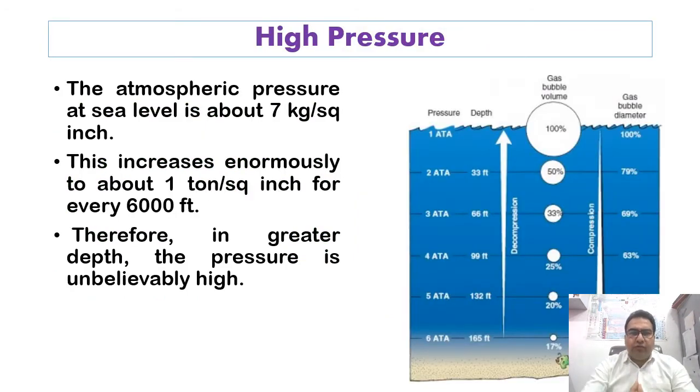So there is extreme and endless darkness in the sea. Now, secondly, they have to face high pressure. There is a greater pressure on the organisms as the depth increases. The atmospheric pressure at sea level is about 7 kg per square inch, and it increases enormously, about 1 ton per square inch for every 6000 feet. So the greater the depth, the greater is the pressure. We shall be talking about this pressure later on again.